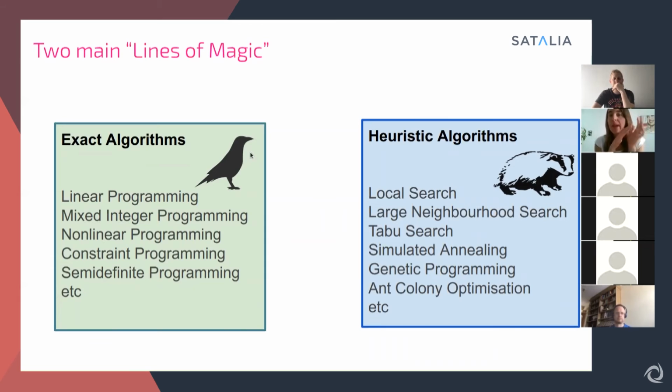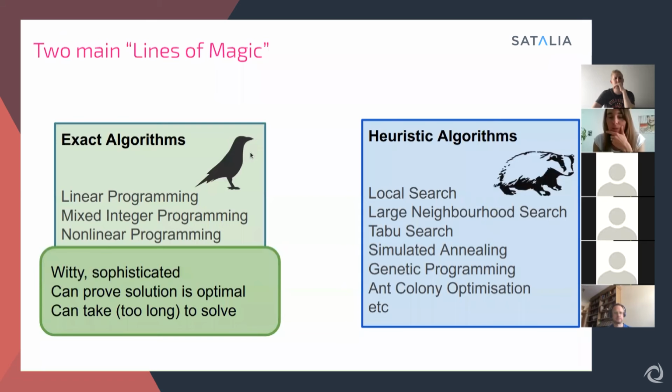For each of those, there are many different solving paradigms, and I won't be able to go into detail with all of them, but what is important to remember first of all is that the exact algorithms are the ones that are sophisticated and extremely clever, use a lot of mathematical concepts, and they are able to prove that a solution is optimal. The drawback with those approaches is that they can take extremely long to solve. So for many practical problems, they will probably not be able to find a solution, even though they are extremely clever.